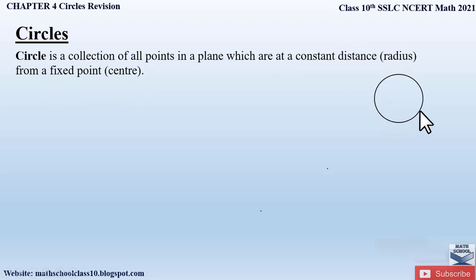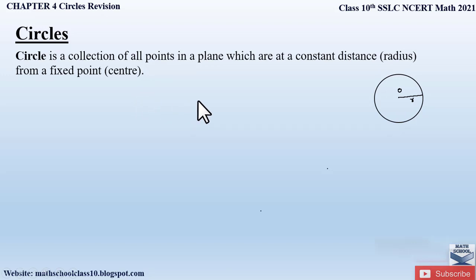So this is a circle and there is a fixed point at the center. From this center, the radius to any point of the circle will be constant. The center, let us take as O. The radius of the circle will remain constant throughout the circle. This is the definition for a circle.